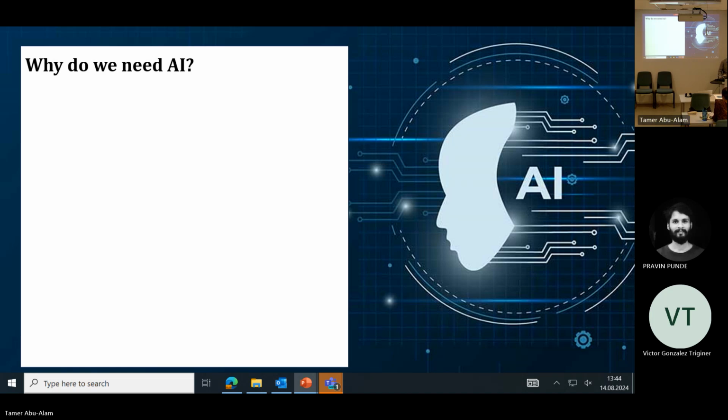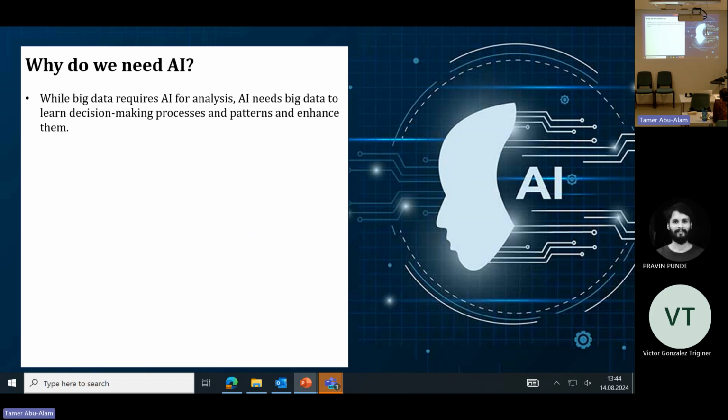Why we need AI? Simply AI, the artificial intelligence, as we will see, in order to create a model, you need data. You need to train the model with data. So actually AI requires data. And the data requires AI in order to understand the pattern in the data. So actually they depend on each other. In order to understand big data, you need to go for the AI solution. But in order to create this AI solution, you need data to create them. So they depend on each other.